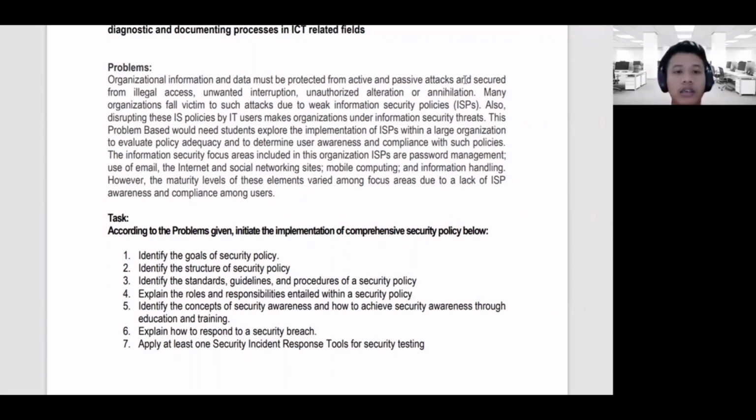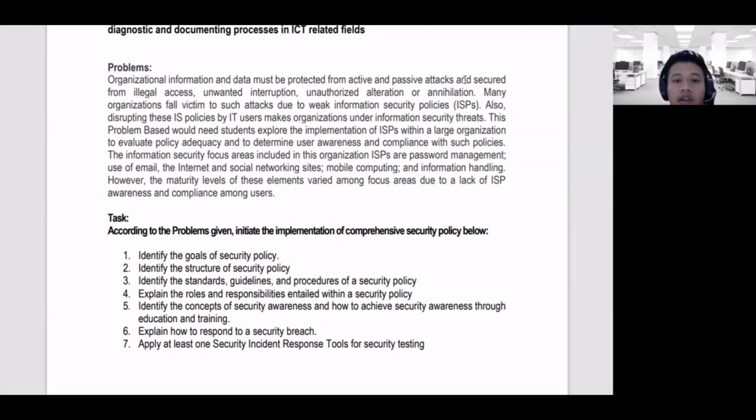Problems. Organizational information and data must be protected from active and passive attacks and secured from illegal access, unwanted interruption, unauthorized alteration, or annihilation. Many organizations fall victim to such attacks due to weak security policy (ISPS). Also, disrupting these IS policies by IT users makes organizations under information security threats. This problem-based task would need students to explore the implementation of ISPs within a large organization to evaluate policies' adequacy and to determine users' awareness and compliance with such policies.